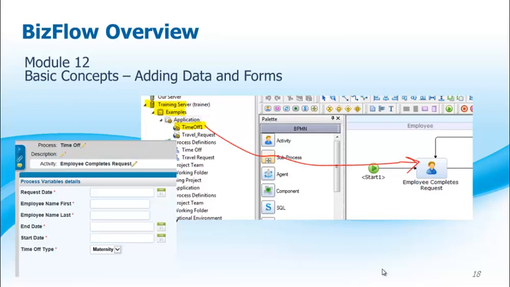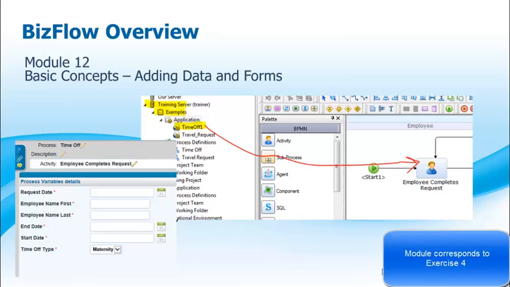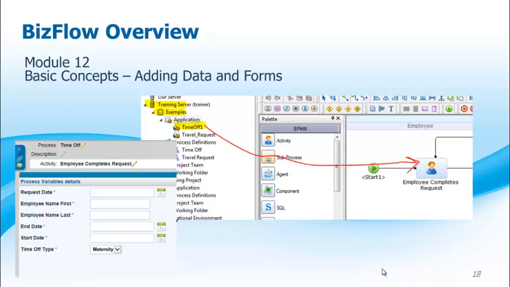In this module, we're going to be adding data and forms to our process. In order to persist data in BizFlow, there are different ways that you can do that. In our little example here, we're going to be taking a time off form that you can see here. It's a very simple form. And we're going to be linking it to the activities in the process so that when we initiate the process and the work item is presented to the user, there's a form for them to complete.